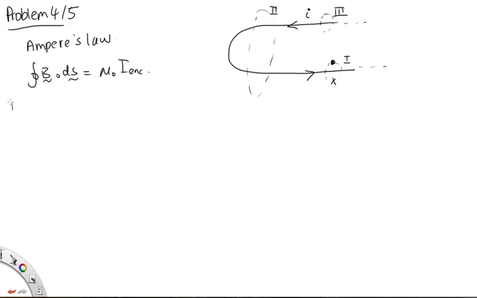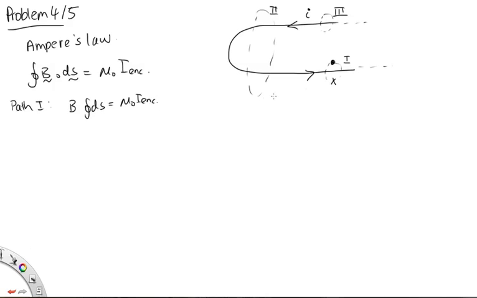So for path 1, to have B dot ds positive, we need B and our ds, so our loop, in the same direction. So our loop and our B are going to go around the wire like this. And in that case, we know that B is constant around that loop, so we can pull it out of the integral. So we've got B ∮ds is equal to mu naught I enclosed.